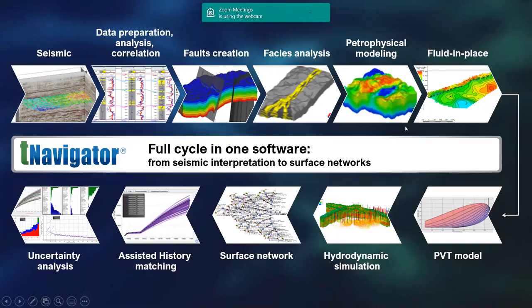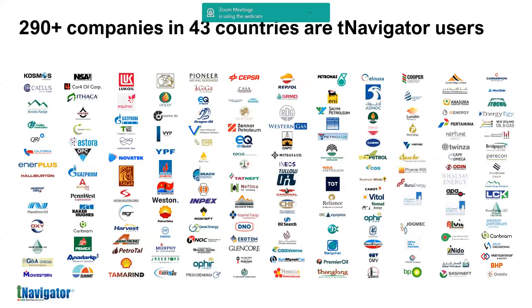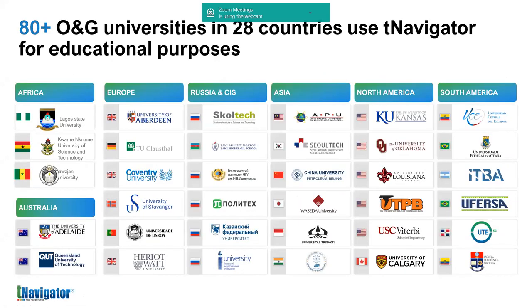So this is it. This is just a map of our existing clients. I won't spend time on that. We also provide software donations to more than 80 universities around the world. Here are examples. So Unilag is just coming in.